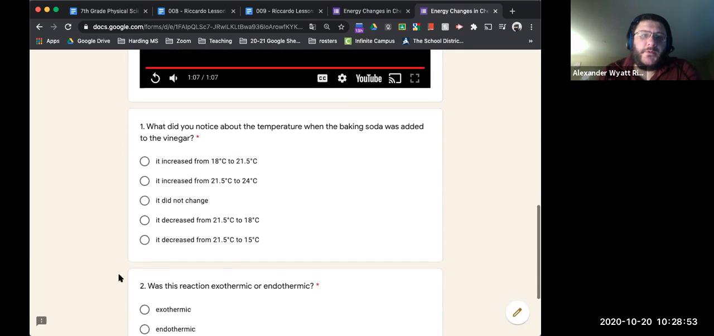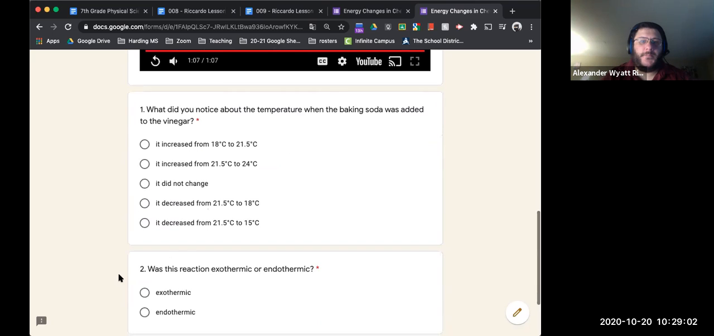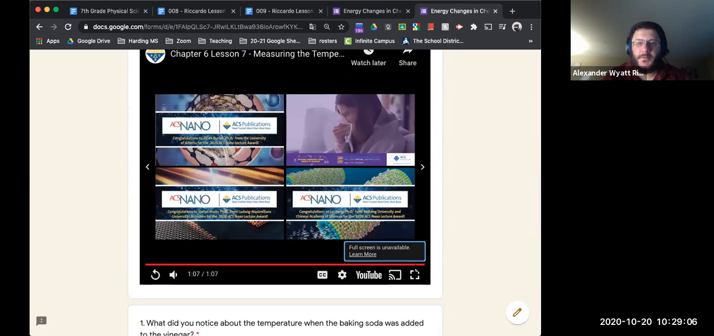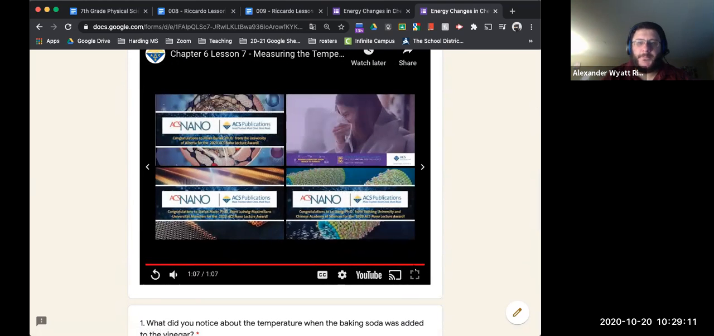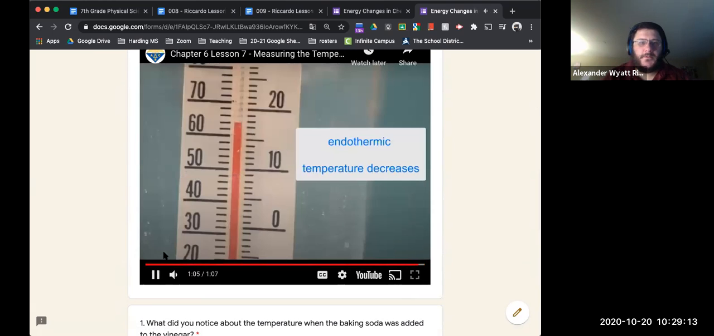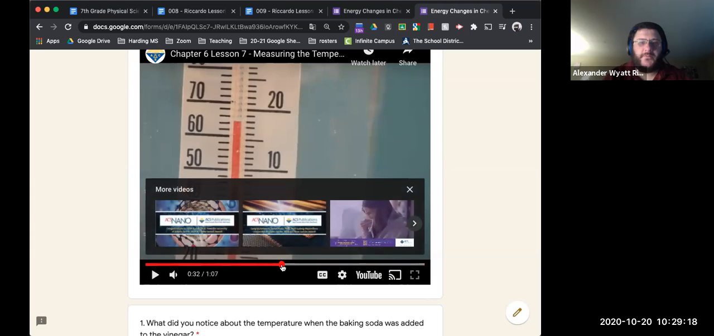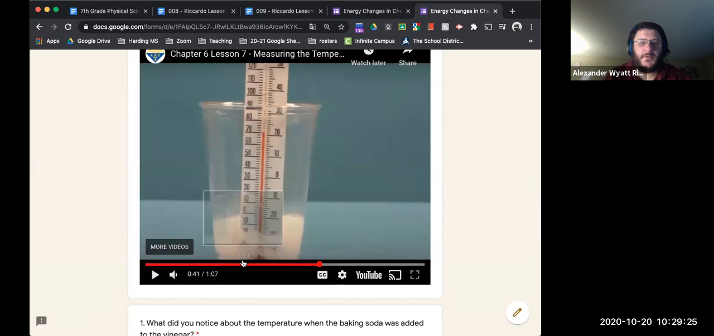Okay. So what did you notice about the temperature when the baking soda was added to the vinegar? It dropped, right? So how far did it drop? Let's take a look. It went from 21 to 18, right? Hold on a sec. It went from 21 to, was it 25? No, not 25. I hate this part.